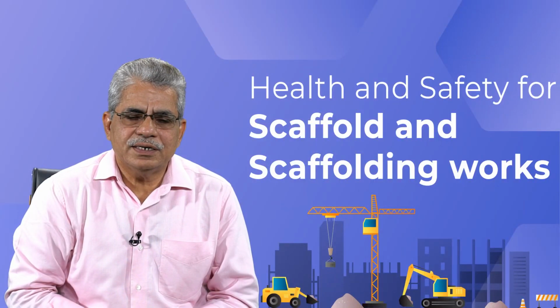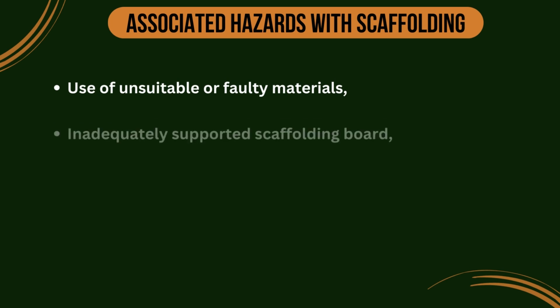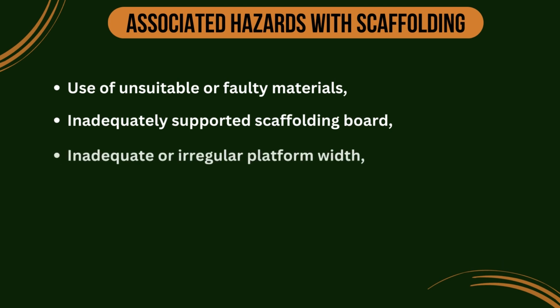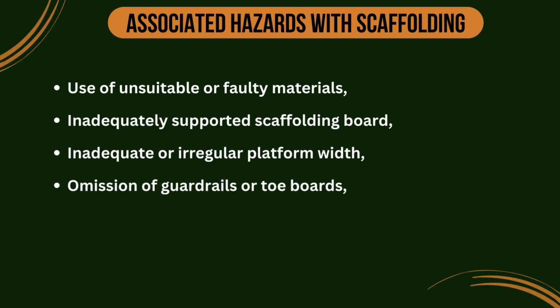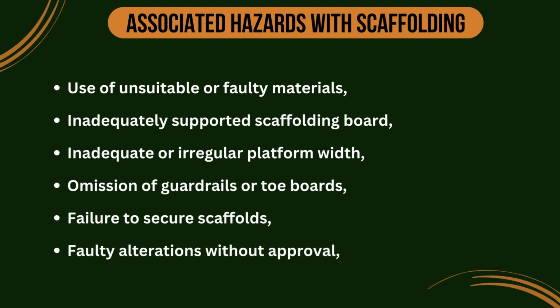So now let us discuss the associated hazards with scaffolding. Number one is use of unsuitable or faulty material. Then second is inadequately supported scaffolding boards. The next is inadequate or irregular platform width. Then omission of guardrails or toe boards. Then failure to secure scaffold, means we have to secure our scaffold so that in any case there should not be any failure of our scaffold.